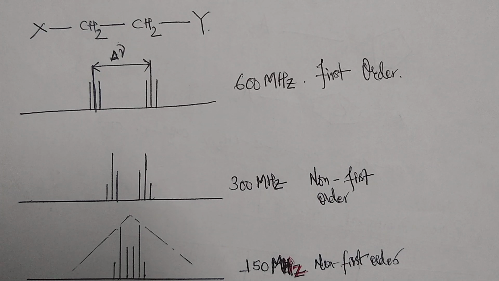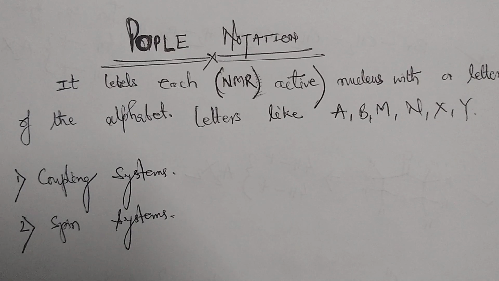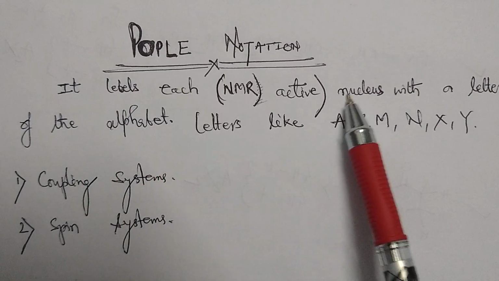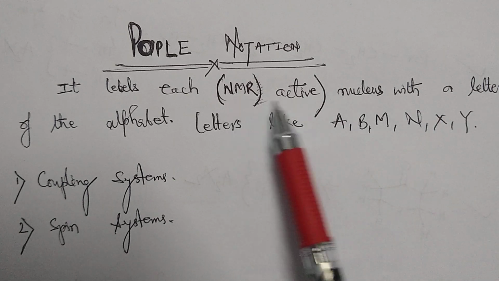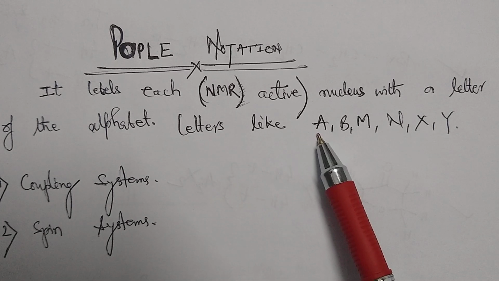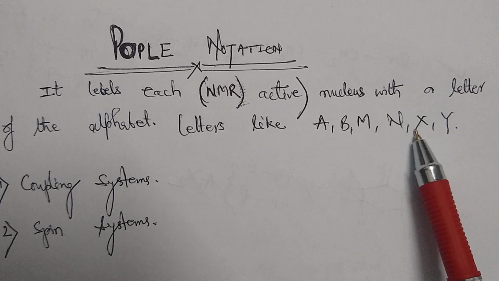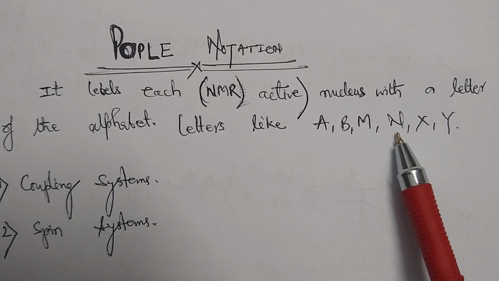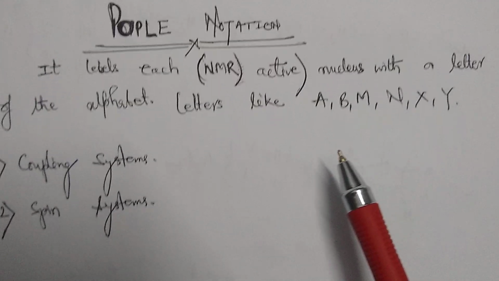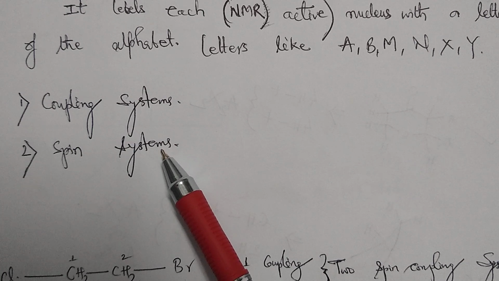With this short discussion on first order and non-first order NMR spectra, we will move towards the Pople notation, where each NMR active nucleus is labelled with a letter of the alphabet, letters like A, B, N, M, X, Y. To understand the Pople notation of NMR spectra, it is necessary to learn two important terminologies, that is, coupling system and spin system.